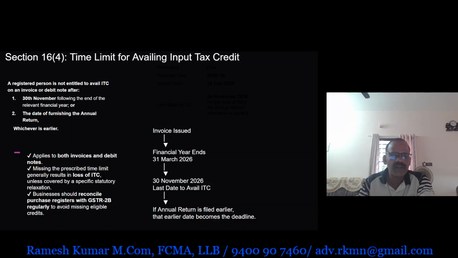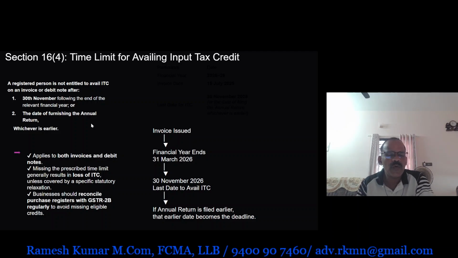Then what is the time limit? That is given in section 16, subsection 4. It says that a registered person is not entitled to avail ITC on an invoice or a debit note after the earlier of 30th November following the end of the relevant financial year or the date of furnishing of the annual return.